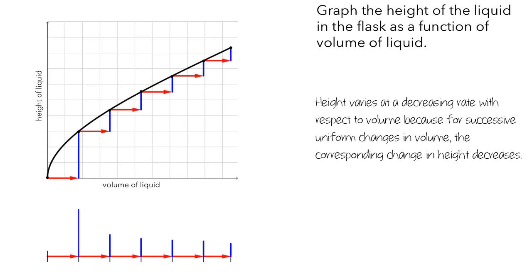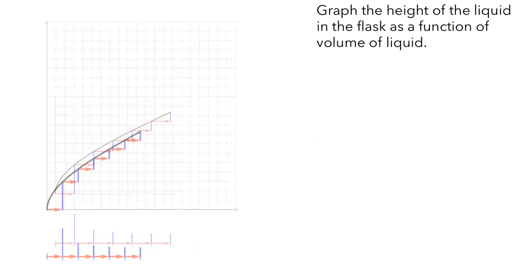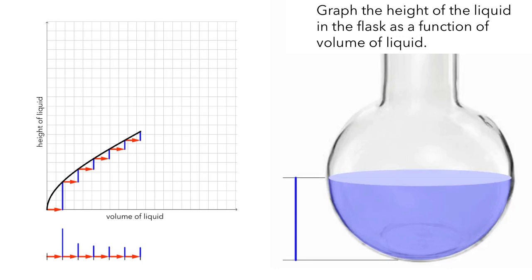To produce this larger graph, we need to zoom. For the top half of the flask, as the flask narrows, for successive uniform changes in volume, the corresponding change in height increases. So height will vary at an increasing rate with respect to volume. So what do you think the rest of the graph will look like? Well, for successive horizontal changes, the amount of vertical change needs to become more and more. Let's take a look.